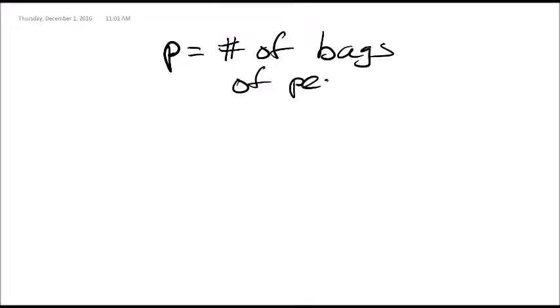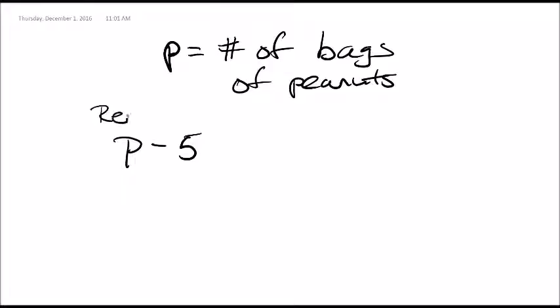Alright, let's take a look at this camping trip problem here. So the first thing I want you to see is that P is going to be the number of bags of peanuts. Okay, so the first night it said that raccoons came along and they ate 5 bags.